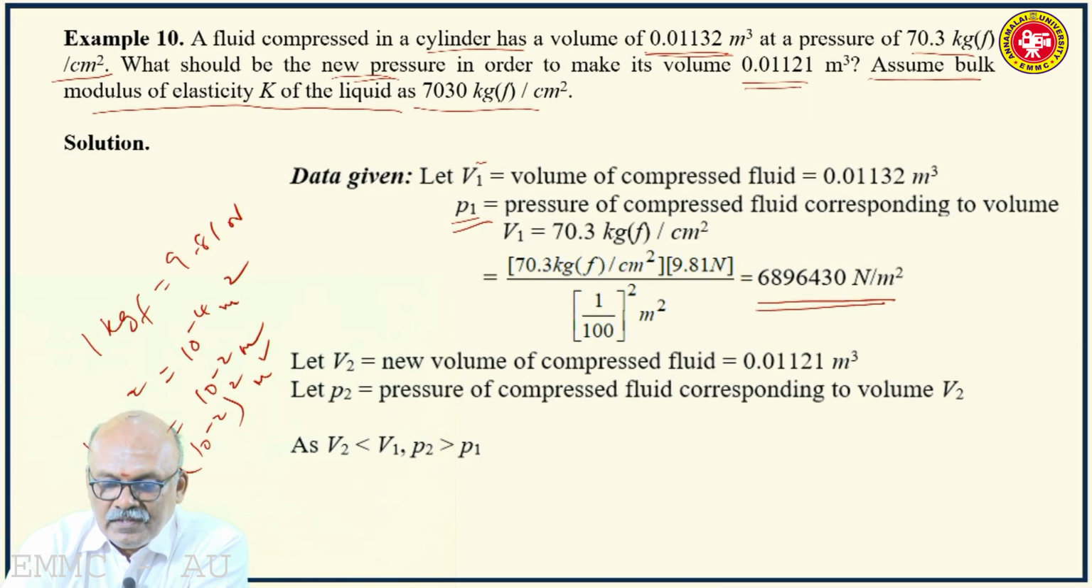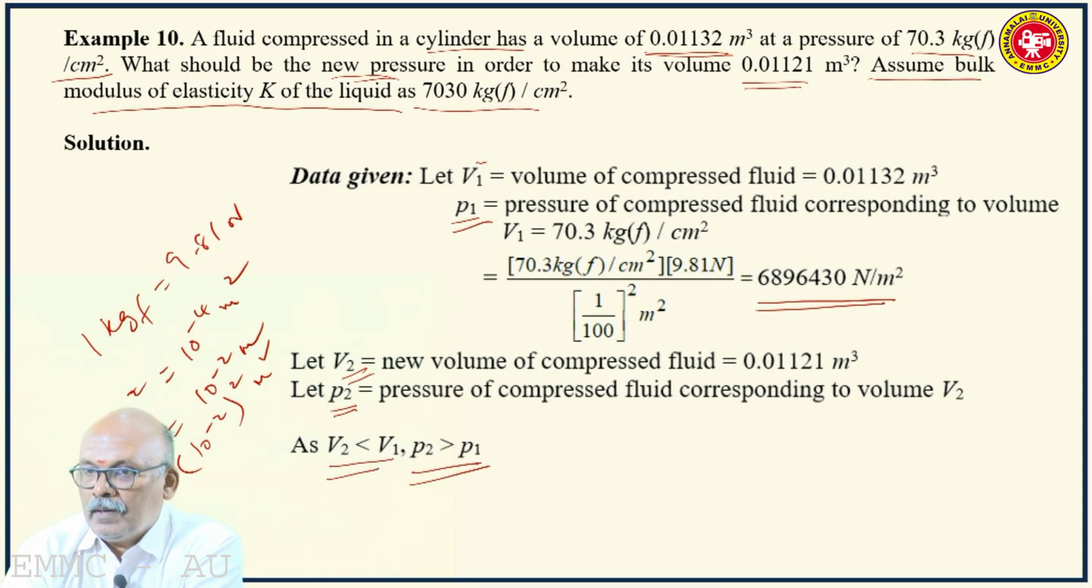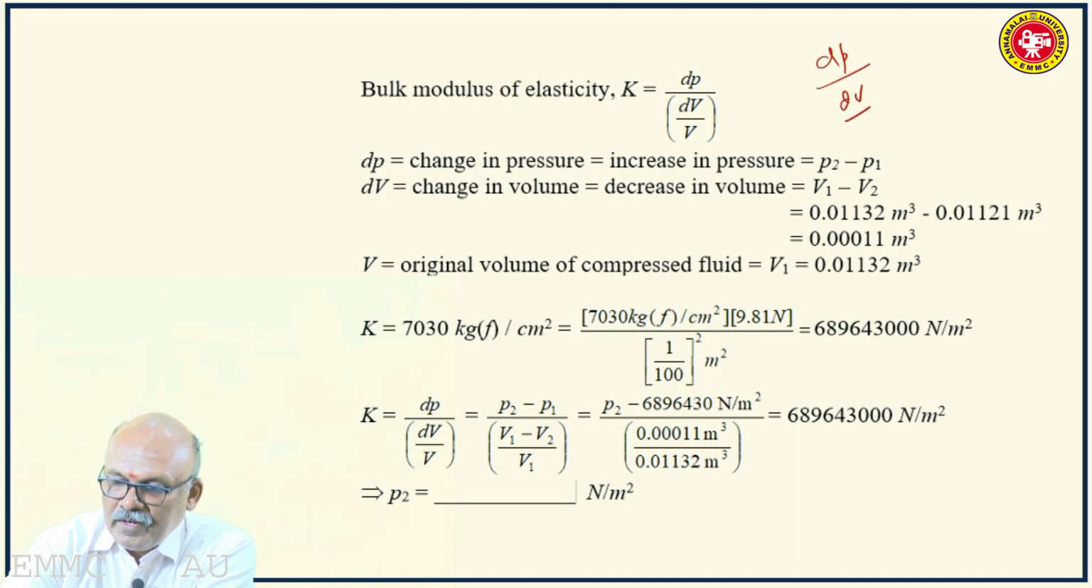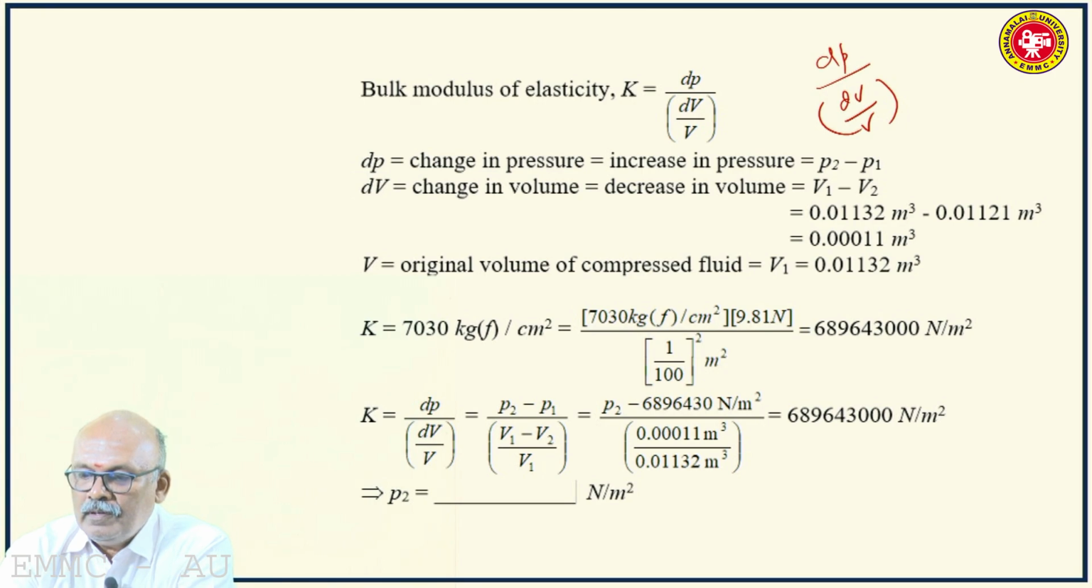Let when the pressure is increased from P1 to P2, the new volume is V2. So, V2 is less than V1, P2 is greater than P1. So, we know the formula, bulk modulus of elasticity K is the change in pressure divided by the volumetric strain, the change in volume divided by original volume. The change in pressure is the increase in pressure, P2 minus P1. The change in volume, that is decrease in volume, is V1 minus V2, that is 0.01132 meter cube minus 0.01121 meter cube. So, this much you get.